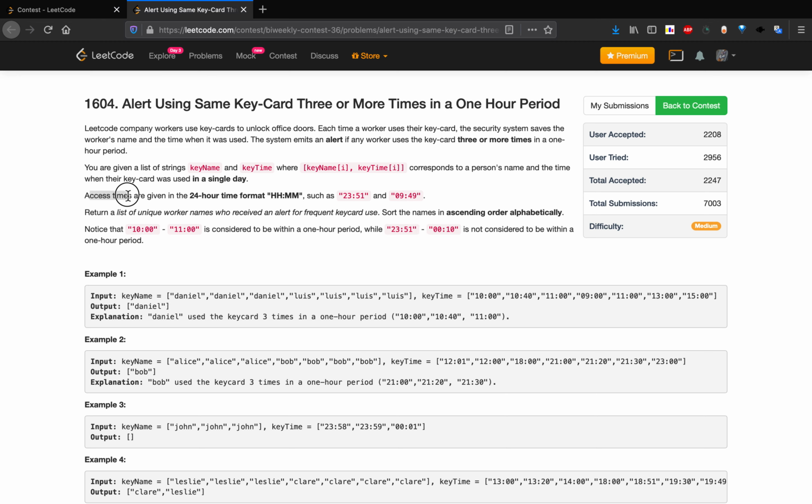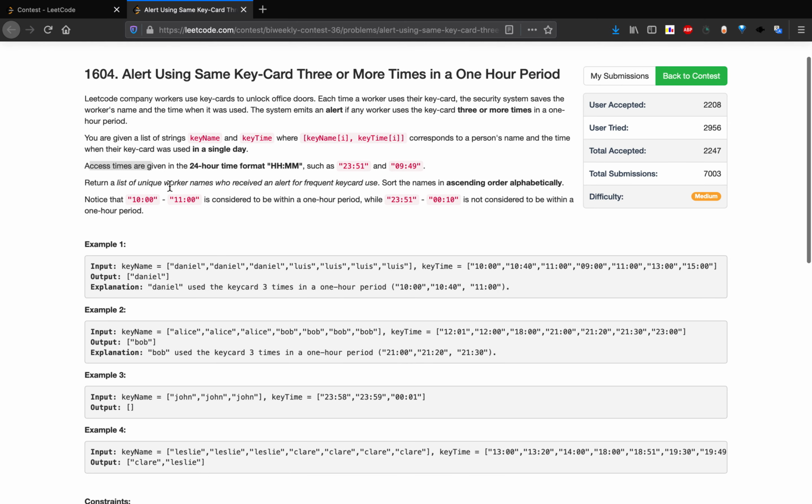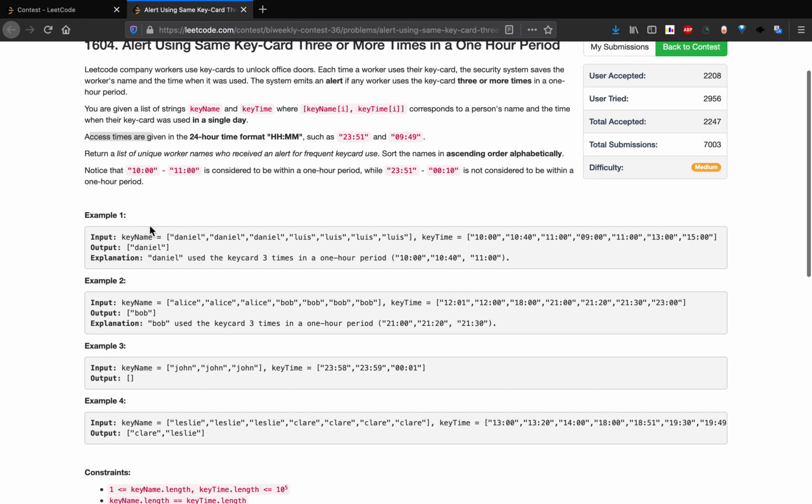Okay, so access times are given in a 24-hour format, and we need to return a list of unique workers' names who receive an alert for frequent card usage, and we need to output this list in alphabetically sorted order. So let us look at a sample test case input.